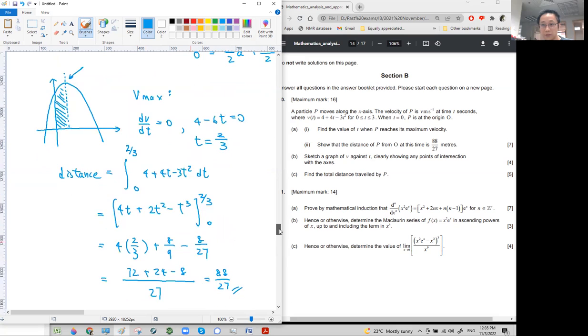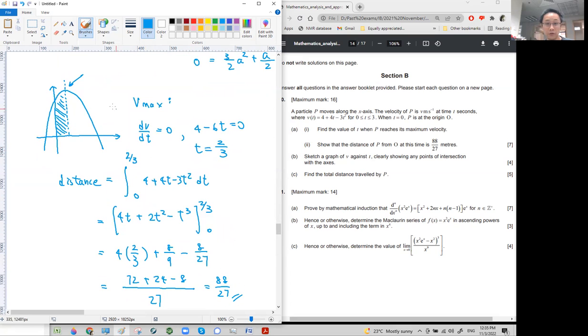Clearly show any points of intersection with the axes. In terms of VT, it is self-factorizable. 3t equals negative 3t minus 2, 3t plus 2, if I remember correctly. But the negative branch, the negative section, doesn't really matter. The V-intercept is 4 and this is 2. So that should be the graph itself.